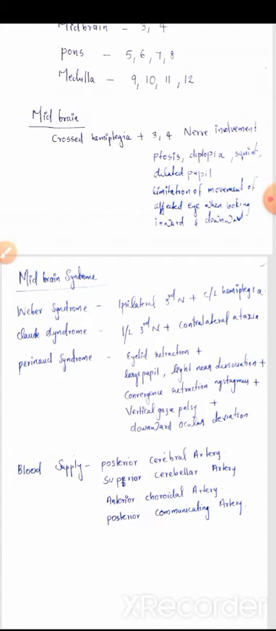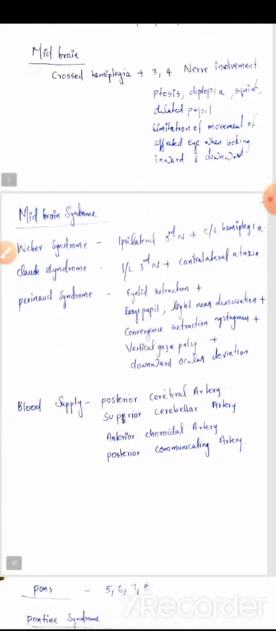Okay, so there are some syndromes associated with the midbrain. They are Weber syndrome, Claude syndrome, and Parinaud syndrome. Weber syndrome means there is ipsilateral third nerve palsy plus contralateral hemiplegia. Next is Claude syndrome. In Claude syndrome, there also we have ipsilateral third nerve palsy plus contralateral ataxia.